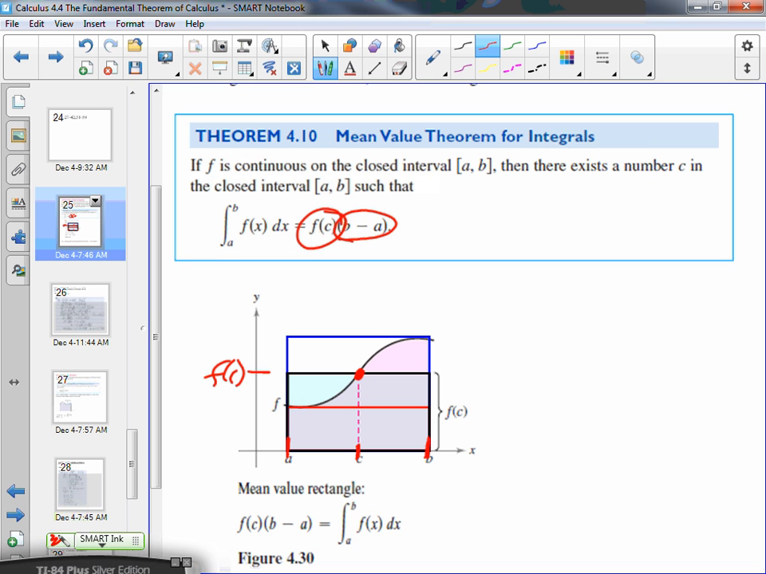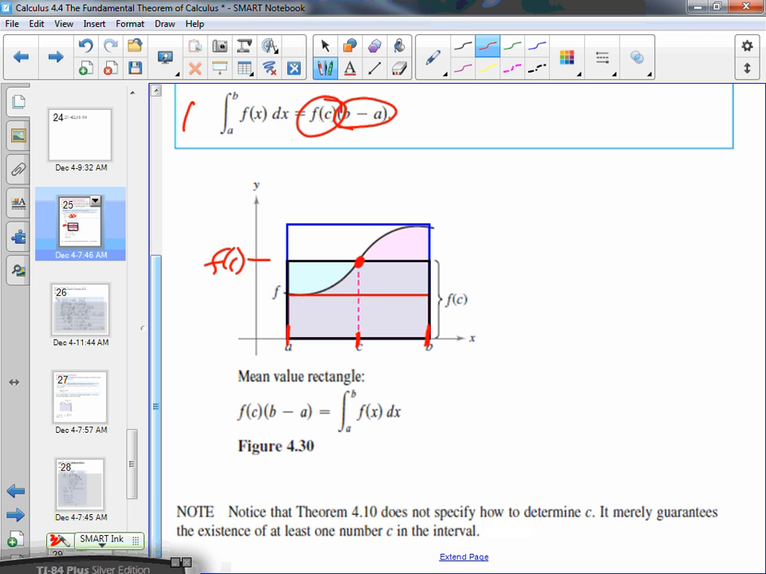Okay? So that's all a big area, isn't it? Now, if it's below the x-axis, it can be signed area. And then, of course, we have to worry about some below, some above. So that's why they didn't put that in the theorem. Okay? But that integral equals that, base times height.